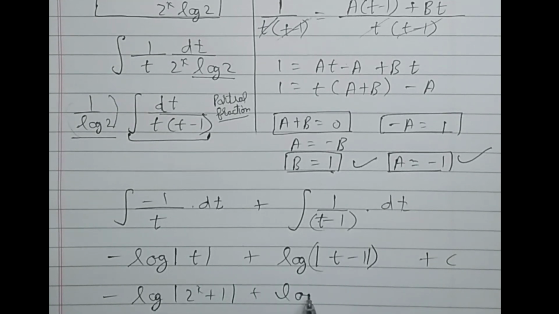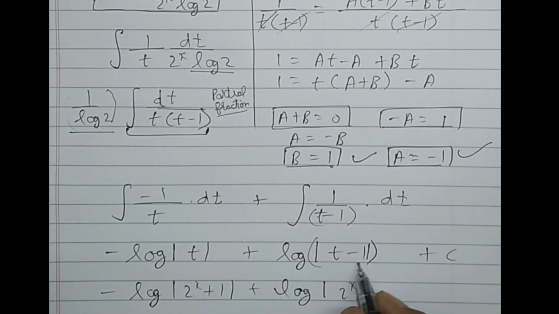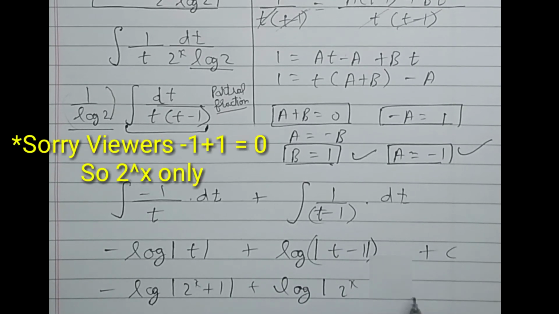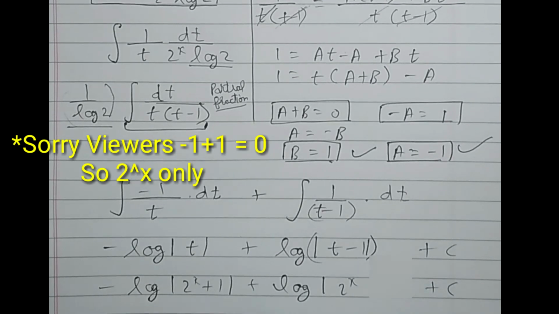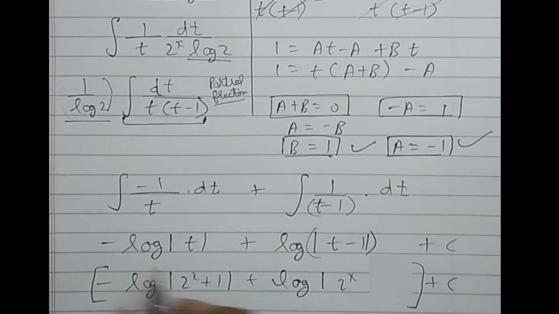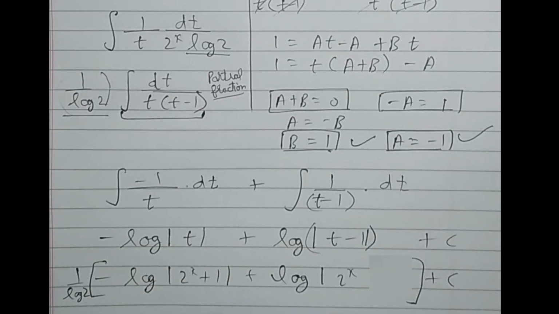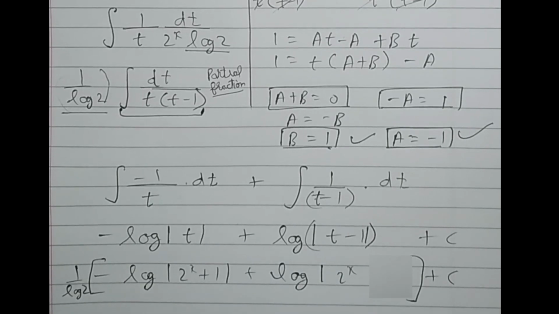Plus log of 2 power x, and here it is also minus 1, so 2 power x minus 1, plus c. Now put the value of that 1 by log 2. Now this is the correct integrated form for this question.